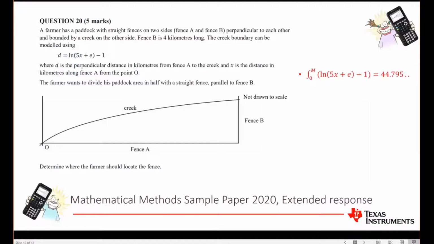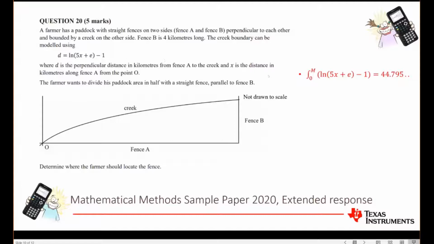The first thing is we've got this farmer. He has a paddock which has a boundary of a creek and also two fences, fence A and fence B. Fence B is 4 kilometres long, but we don't know what x value that is. And fence A spans along this bottom side here. What he wants to do is divide this paddock with half the area. So he wants to put in a third fence, call that fence C, somewhere so that the area between the two paddocks is the same. The creek has this equation, ln 5x plus e minus 1.